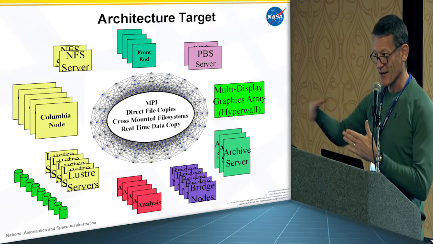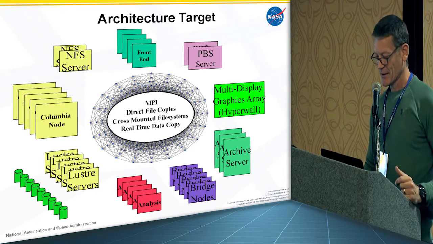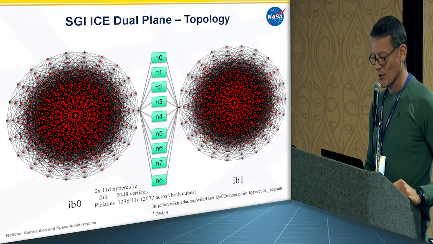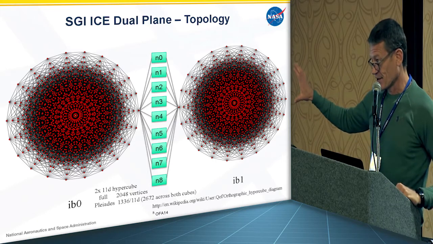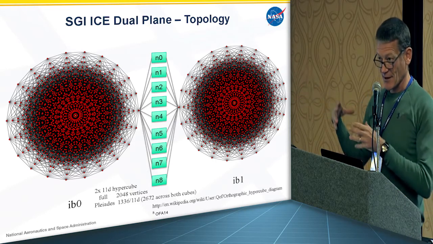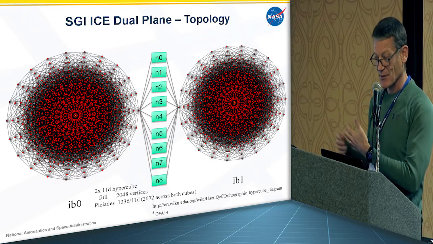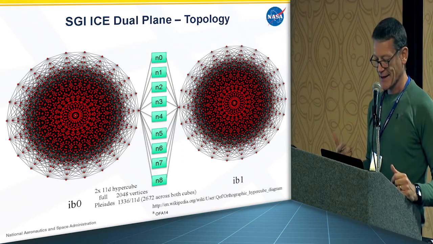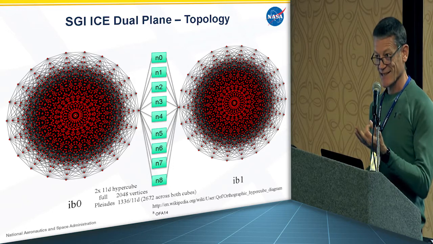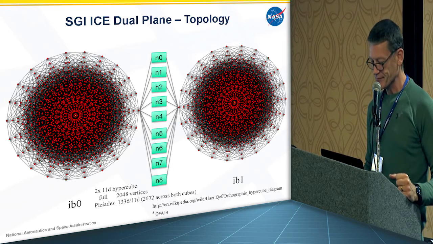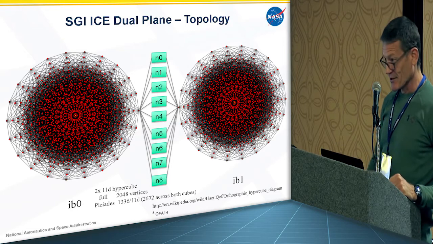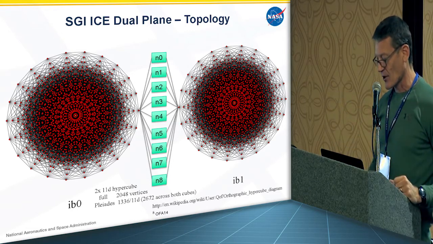And be able to migrate that forward in time. So this is sort of a background of what Pleiades is. Pleiades' underlying network is a hypercube. It's a multi-dimensional hypercube. There are 2 planes, 2 rails. Each bristle on the cube has 9 nodes. And so this is an 11D hypercube, and Pleiades is a partial 11D.